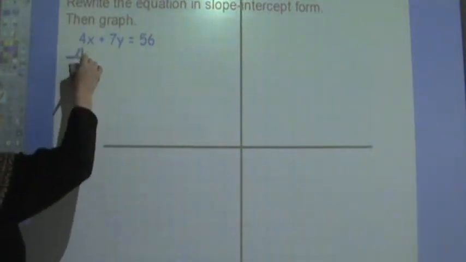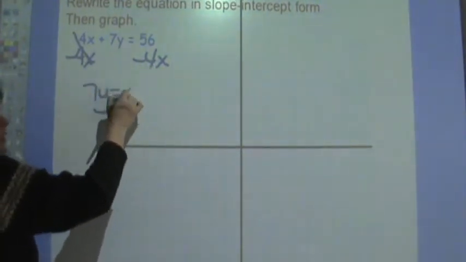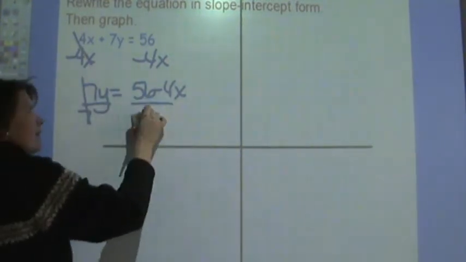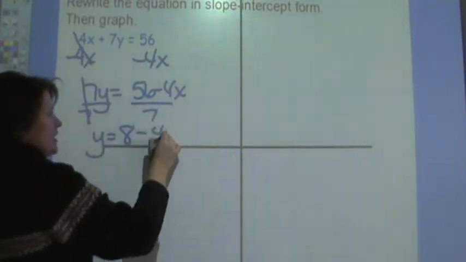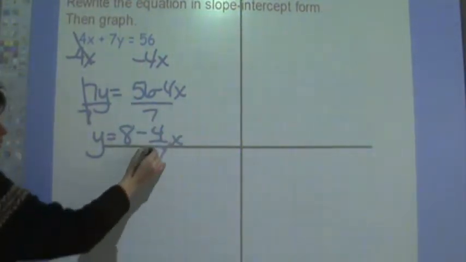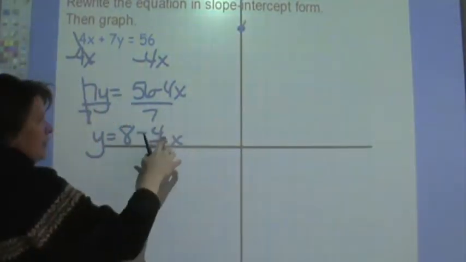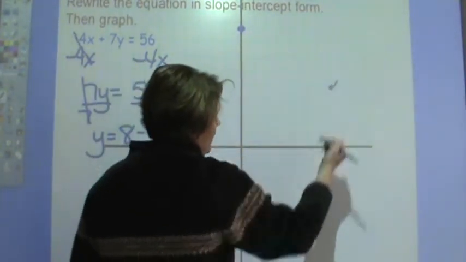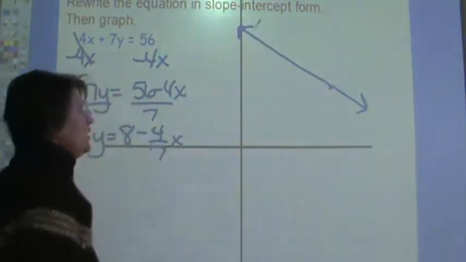Okay, let's try another one. Again, we're going to subtract that ax and put it over on this side to get it away from the y. Then I'm going to divide by what's next to my y. 56 divided by 7 is 8, and then let's just leave that as a fraction and graph it. So I start at 8, and then I'm going to go down 4 over 7. And that's all that's going to fit on this particular graph, so we will go ahead and draw our line.